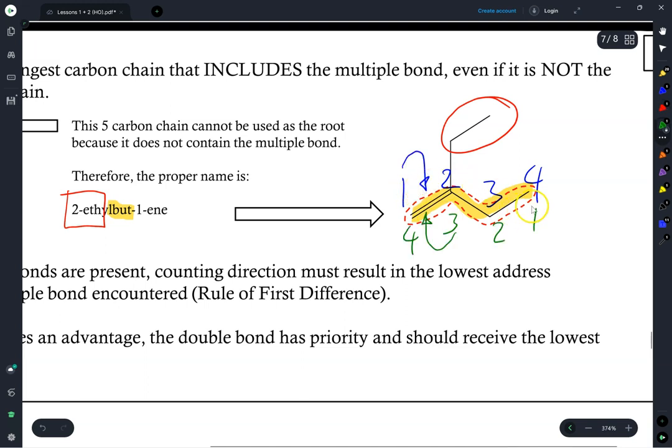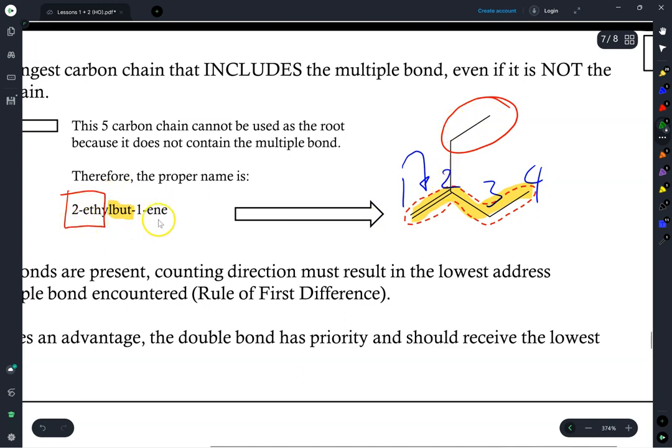If I'd counted the other way around, the double bond would have been given an address number of 3 instead. But 1 is better than 3, so we can't count right to left. We must count left to right instead. Alright, so therefore we have a 1-ene to show the location of the double bond, bute because there's 4 carbons in our parent chain, and on the number 2 carbon there's an ethyl branch.